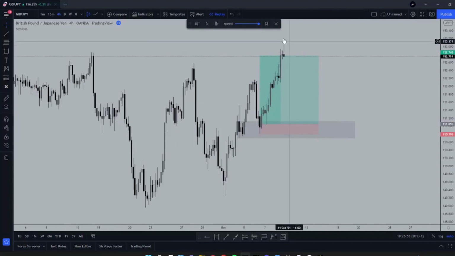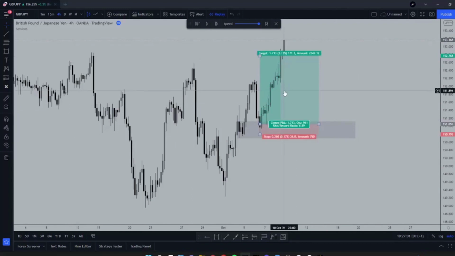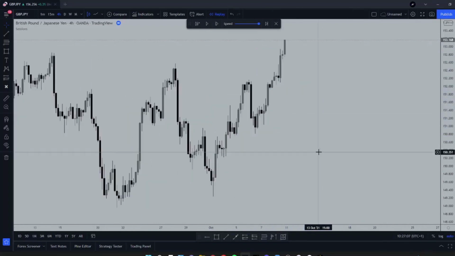And there we go. It played out nicely, hitting our target. Keep in mind we had one loss, so we're still very nice in profit in this trade. So guys, these are just two examples of one sell zone or supply zone and one demand zone or buy zone.